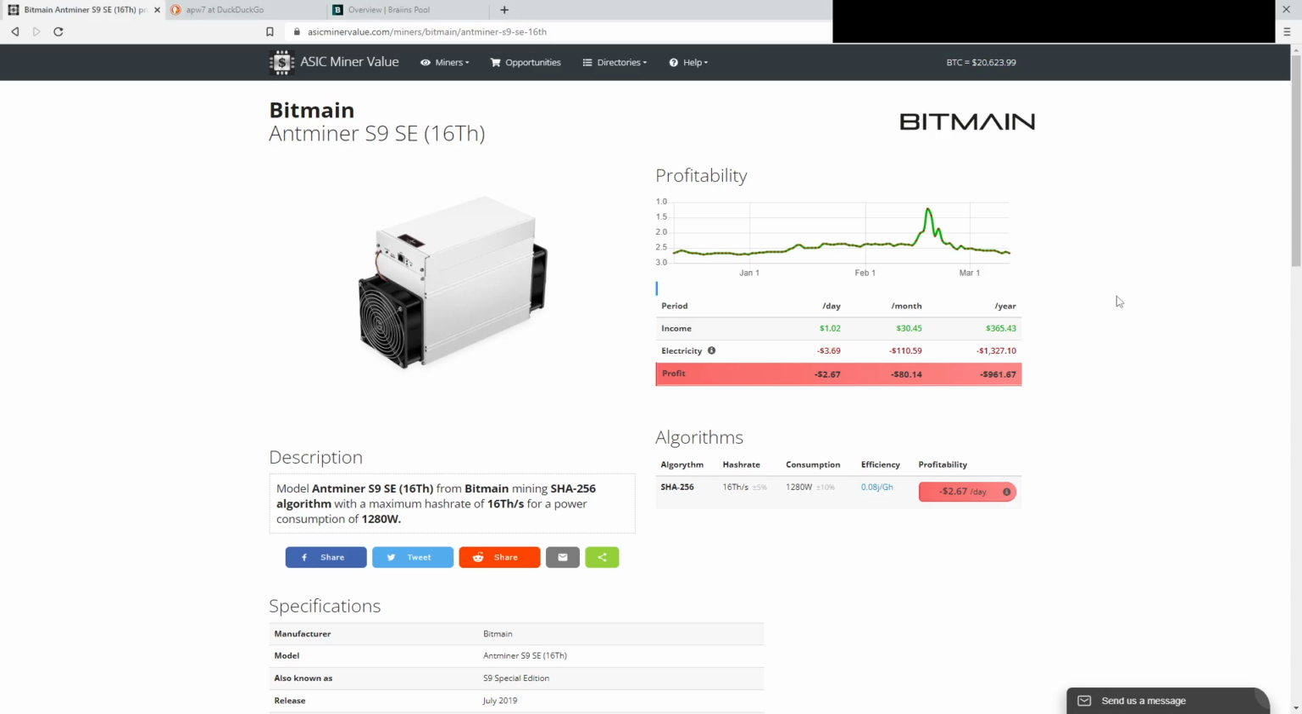In today's video, I want to talk about a Bitcoin miner I just purchased. It's the Bitmain Antminer S9 SE. SE stands for Special Edition. This miner pulls 16 terahashes. Obviously, it's mining the SHA-256 algorithm. It's a Bitcoin miner, and also has a power consumption of 1,280 watts as advertised.